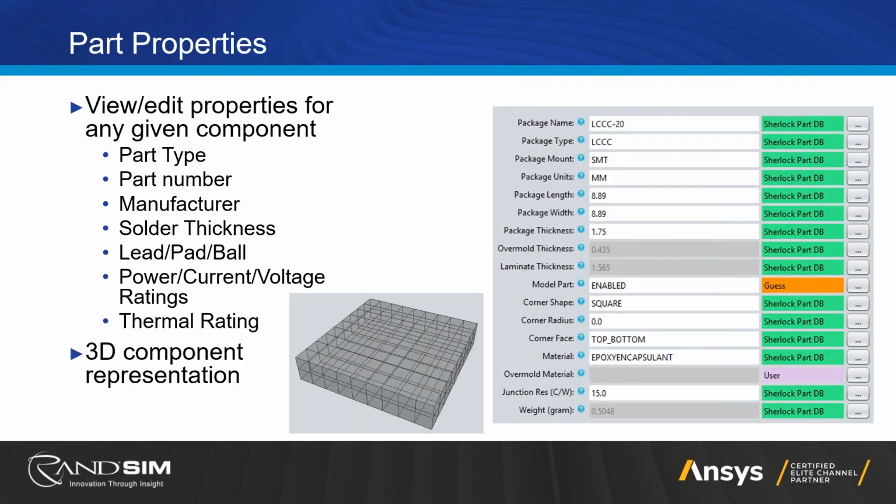And so here's a little bit of a deeper dive into what some of those part properties look like. You've got your part type, part number, and manufacturer. Some of the interesting ones that are going to build into later parts of this presentation are solder thickness, the leads or pads or balls on a BGA, how that's impacted and how that's designed, what the power, current, or voltage ratings of the components are, as well as the thermal rating of the component.